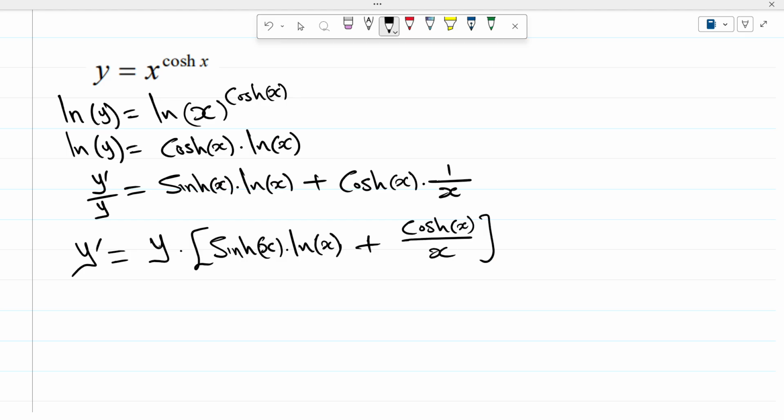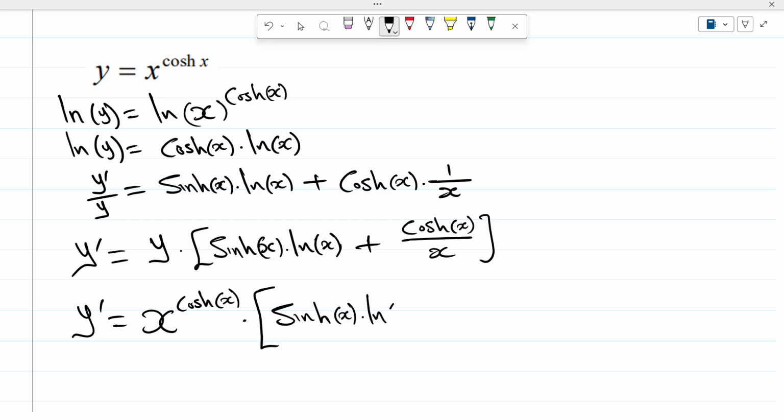And then we know what y was, so we can just say y prime equals x to the power hyperbolic cos of x, multiplied by, I'm just going to copy that, the hyperbolic sine of x, of course, multiplied by the natural log of x, plus hyperbolic cos of x divided by x, and then ta-da, you reached your final answer.